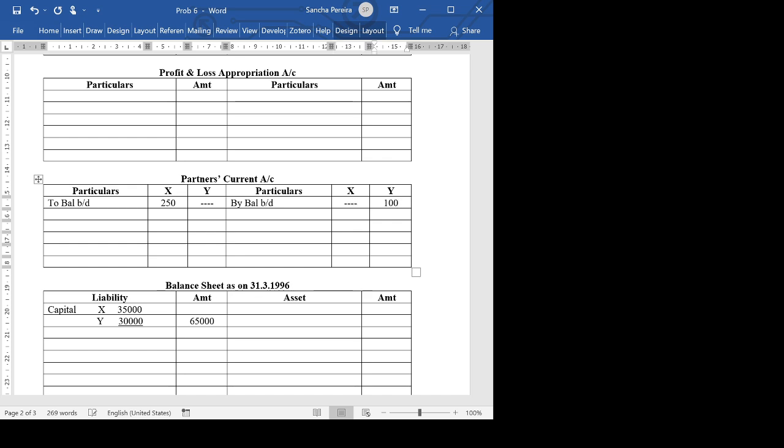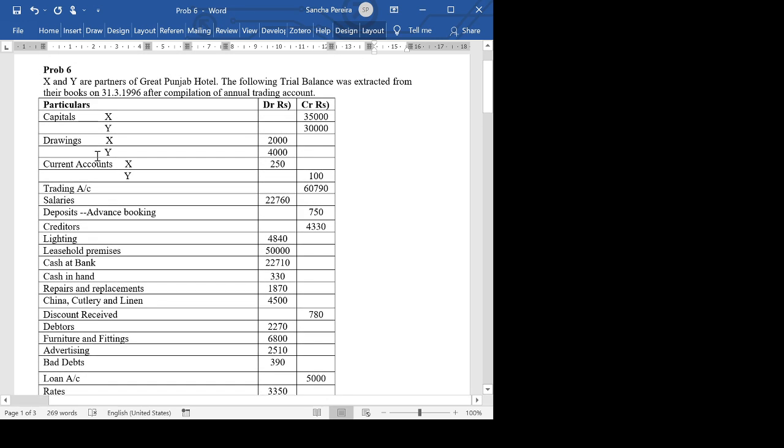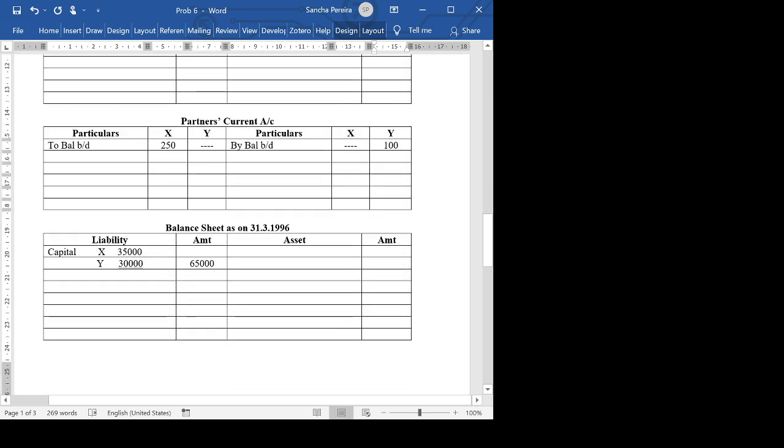Also, why I skipped drawings and went to this first is, always show the opening balance as the first item, and then do everything, and then the closing balance should always be the last item. So even if you come across drawings before current accounts, you can leave a line and transfer the drawings, or you can write down the current accounts first and then transfer the drawings. Okay. Now we will go to drawings. Where will drawings come? X is 2,000, Y is 4,000. Drawings also will come in the partners account.